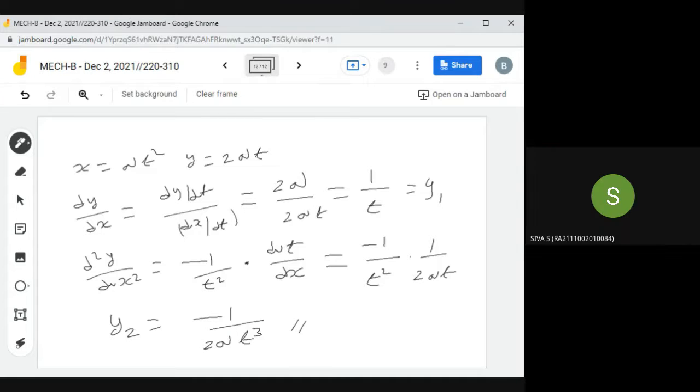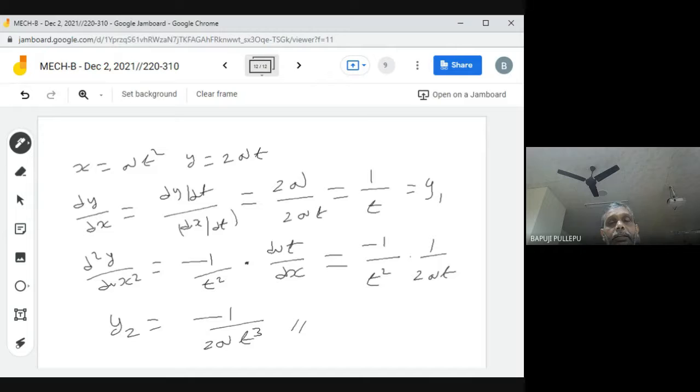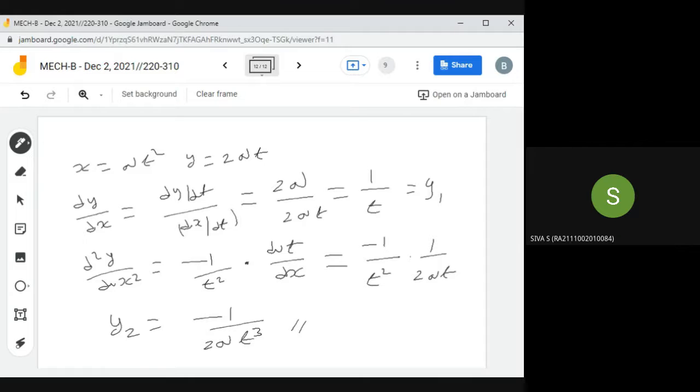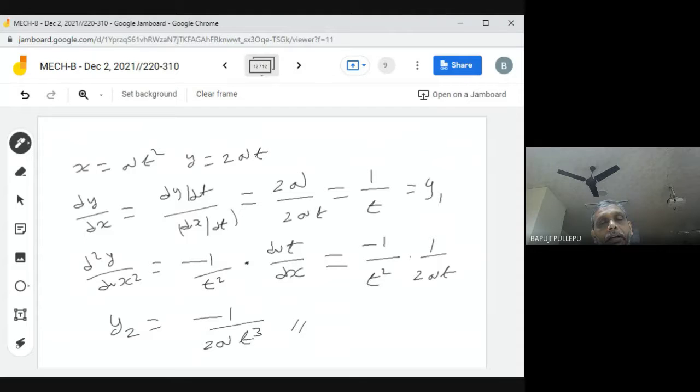Sir, the 280 should be in the numerator also. Shouldn't it? Why the 280? Sir, because 1 by 280 only will come. Come on, tell me. See, this is minus 1 by t square into dt by dx. dx by dt is equal to 280, but now this value I am writing in the denominator, so it is not 1 by 280. This is dx by dt is equal to 280.